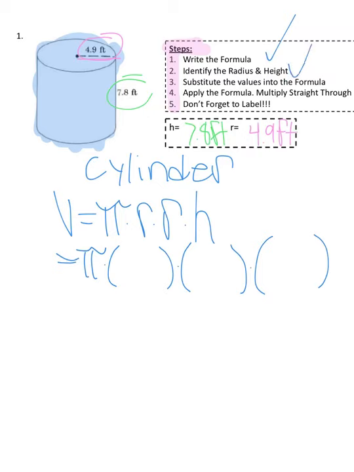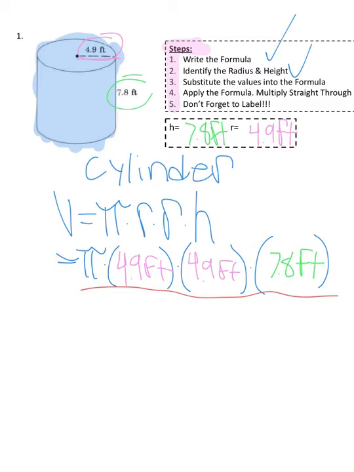We identified the values. Now step 3, substitute the values into the formula. As you can see, I rewrote the formula, but I took away the letters. Instead of putting the letters, I'm going to put the actual values of the letters. So it's the value of r, which is radius. We said the value is 4.9 feet. And the value of our height, which is h, is 7.8 feet. So I substituted the values into the formula, so step 3 is done.